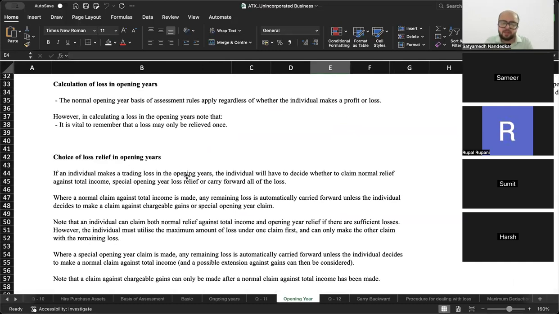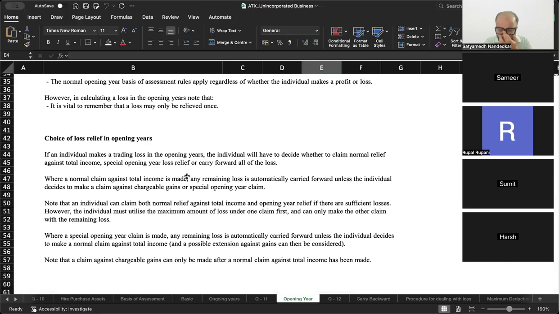Now, choice of loss relief in opening years. If an individual makes a trading loss in the opening years, the individual will have to decide whether to claim normal relief against total income, special opening year relief, or carry forward all of the losses. Where a normal claim against total income is made, any remaining loss is automatically carried forward unless the individual decides to make a claim against chargeable gains or a special opening year claim.